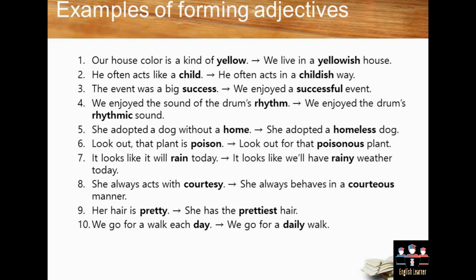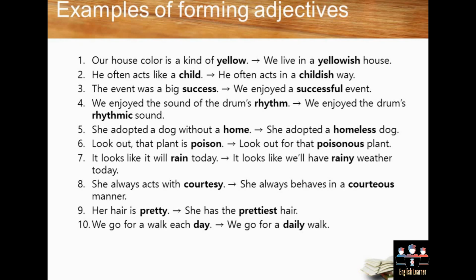Number 6. Look out, that plant is poison. Look out for that poisonous plant. In this example, poison is a noun and it has been transformed into its adjective by simply adding ous at the end of it. Number 7. It looks like it will rain today. It looks like we will have rainy weather today. In this example, rain, a noun, is transformed into an adjective which is rainy by simply adding y at the end of it.